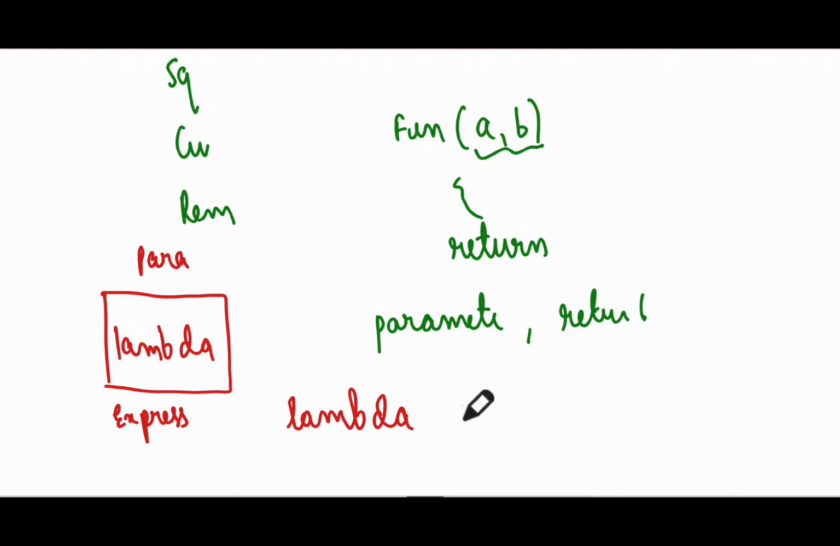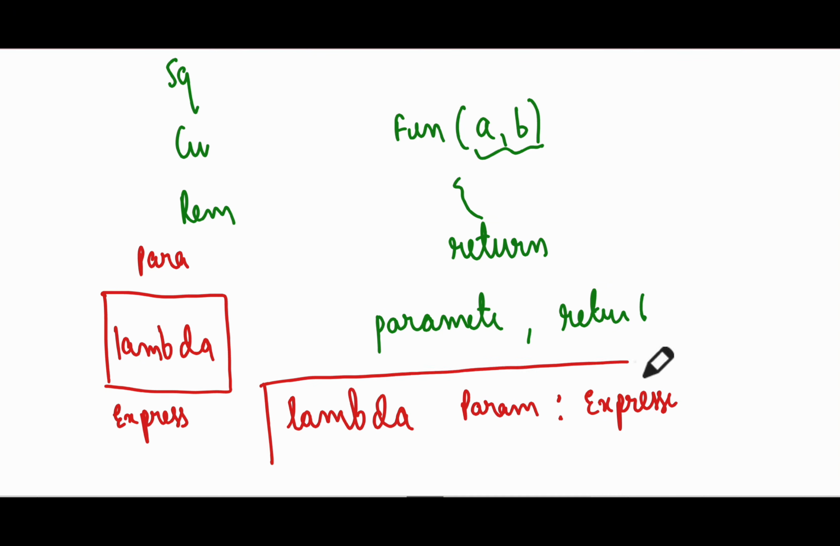Then you write the parameter for whatever parameter you are passing, and then use this colon, and then you write down the expression that you are going to use. So this is a simple syntax of a lambda function.